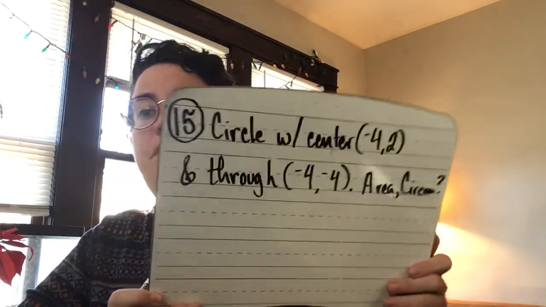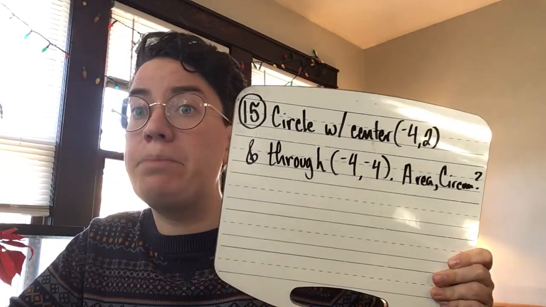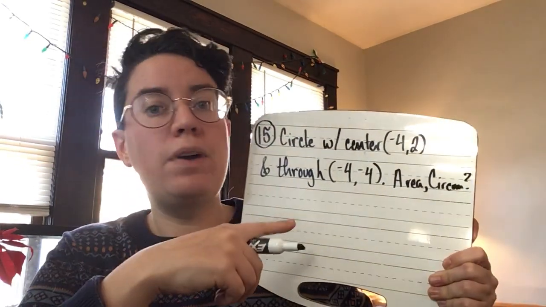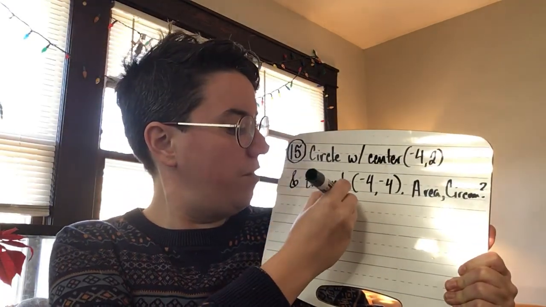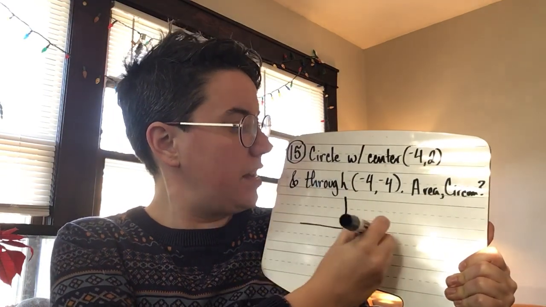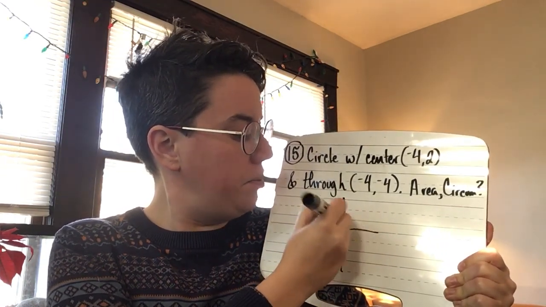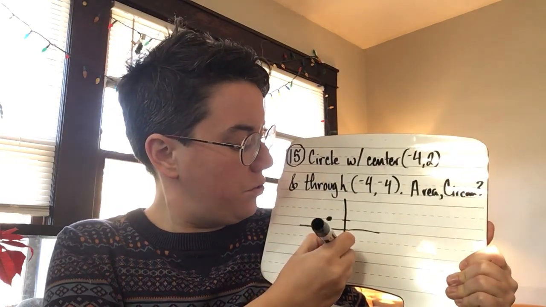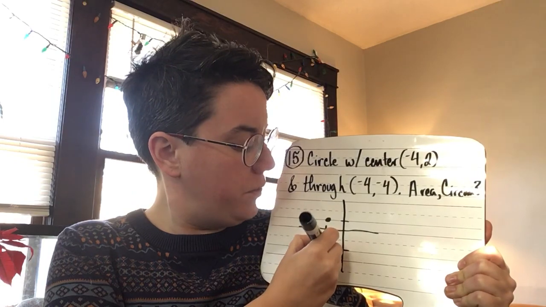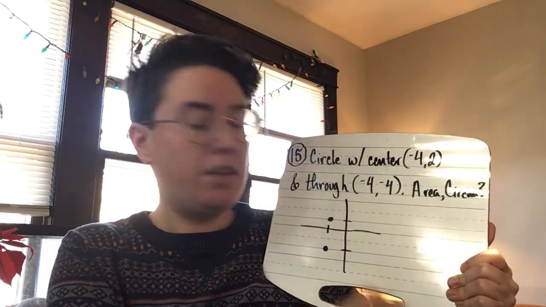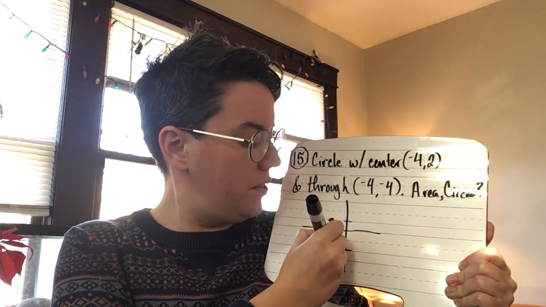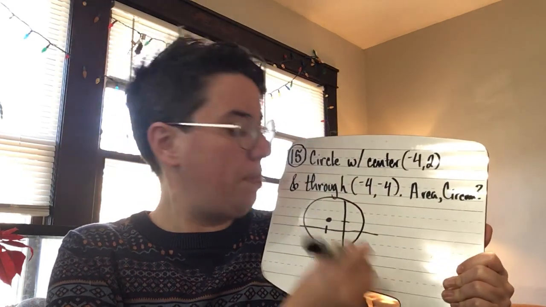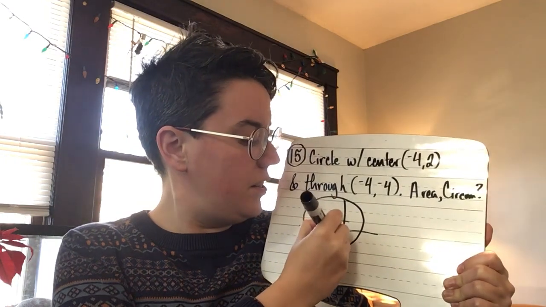Looking at number 15, 15 says that we're going to use graph paper. It's a circle with a center at -4, 2, and it goes through -4, -4. So when I graph this out, -4 and up 2 is the center of the circle. And then the arc goes through -4, -4, which would be right here, meaning that the circle, this is just me trying to approximate it, it's going to look kind of like that. It's not great. But what this tells us here is this is our radius.